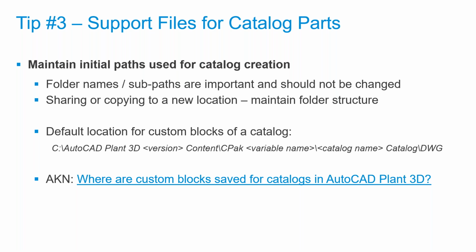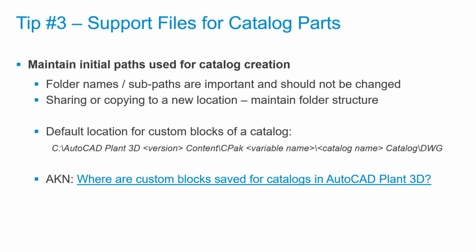This is what I kind of mentioned in the last slide, is that you should maintain those initial paths used for the catalog creation. So wherever your shared content folder is, that's kind of your basic location for all your catalogs. And then underneath that will be the various catalog types, like the ASME catalogs, your custom catalogs, AWWA catalogs that ship with the Plant 3D software. And then under that, maybe you've got your support folders.